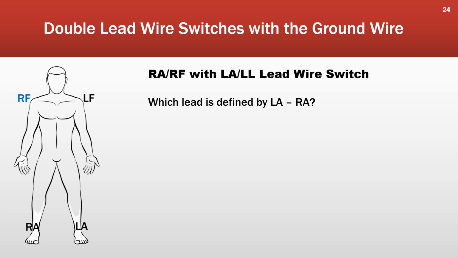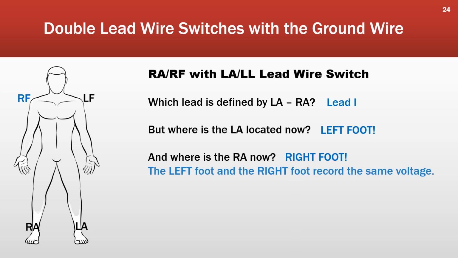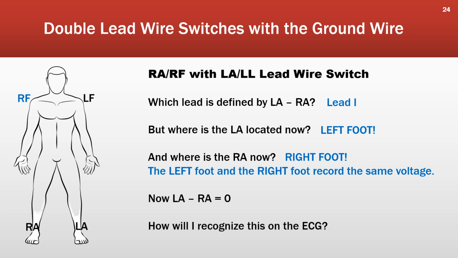Now, which lead is defined by the left arm minus the right arm? Well, that's lead 1. But where is the left arm located now? It's located on the left foot. Where is the right arm located now? Well, it's located on the right foot. And remember, the left foot and the right foot record the same voltage. So now the left arm minus the right arm, which is really on the right foot, equals 0. Left arm minus right arm equals 0. How will you recognize this? Very easily. Lead 1 will record an isoelectric baseline.